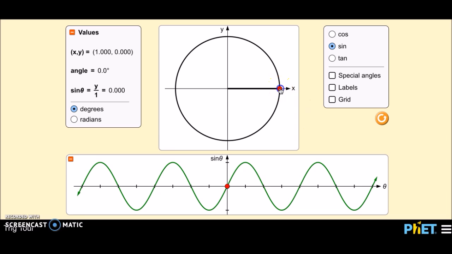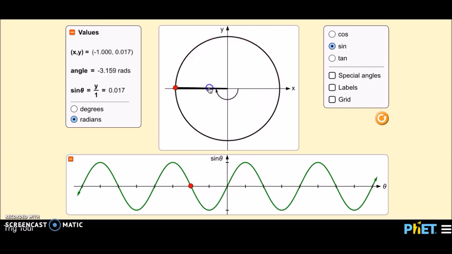Students can start to model or move this unit circle around and see a whole range of different values. So we can see that that angle's now moved to 120 degrees. We can change that to radians, which is an important concept. If we go multiple times around the circle, we can see how it's linking this unit circle down to where we are on the graph below. So this is a really useful way to introduce some of the concepts of trigonometry.